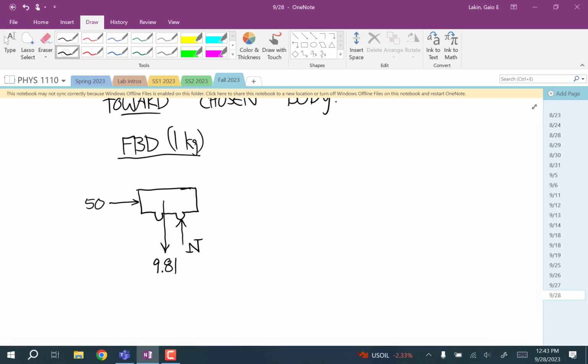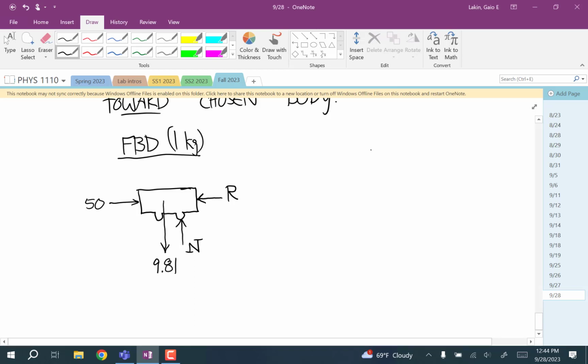And then there's one more pushing contact. The surface of contact is this. So perpendicular to it is either to the left or the right. And then it's toward the chosen body, so that way. And I'll give this a variable name. I'll call it R. Any questions about that one?